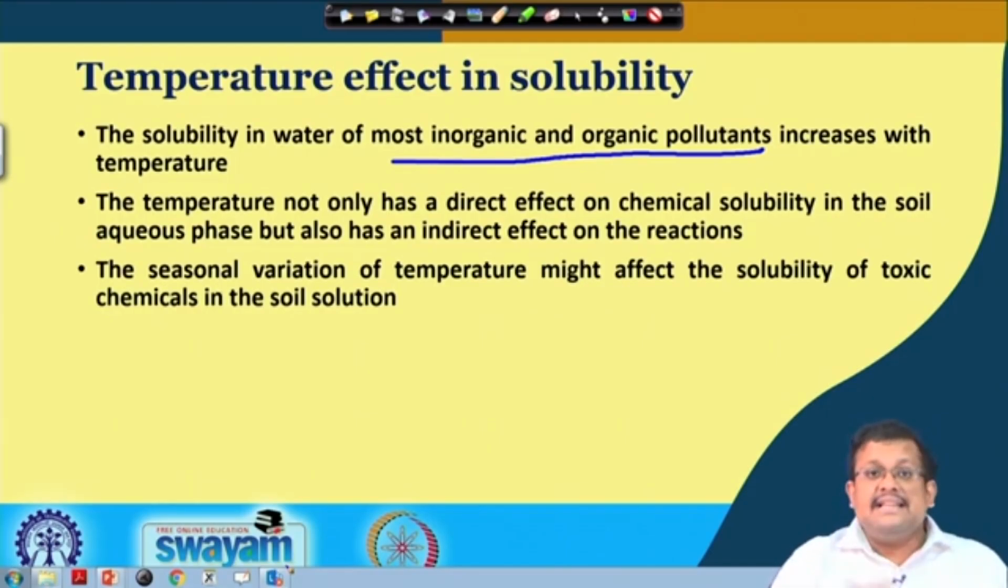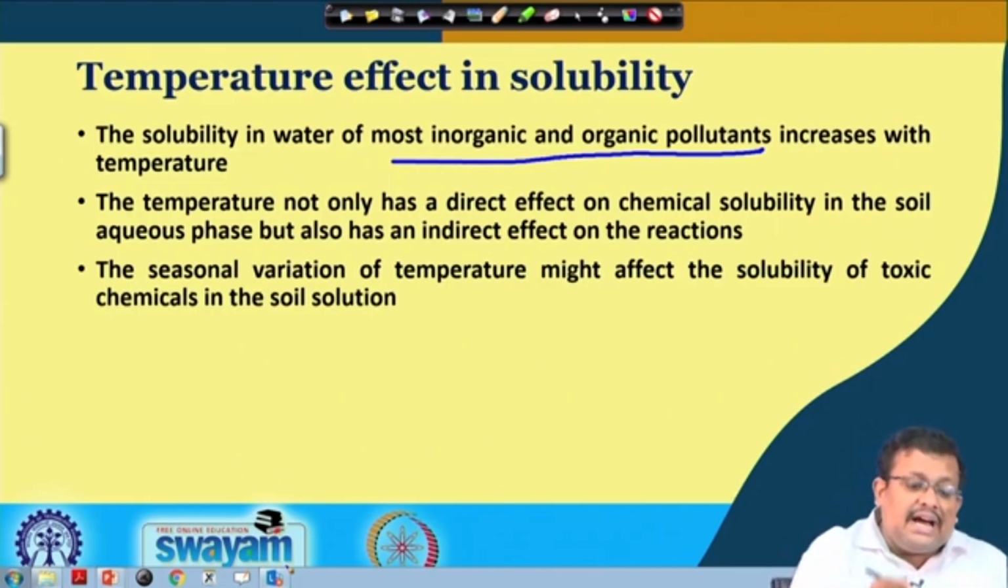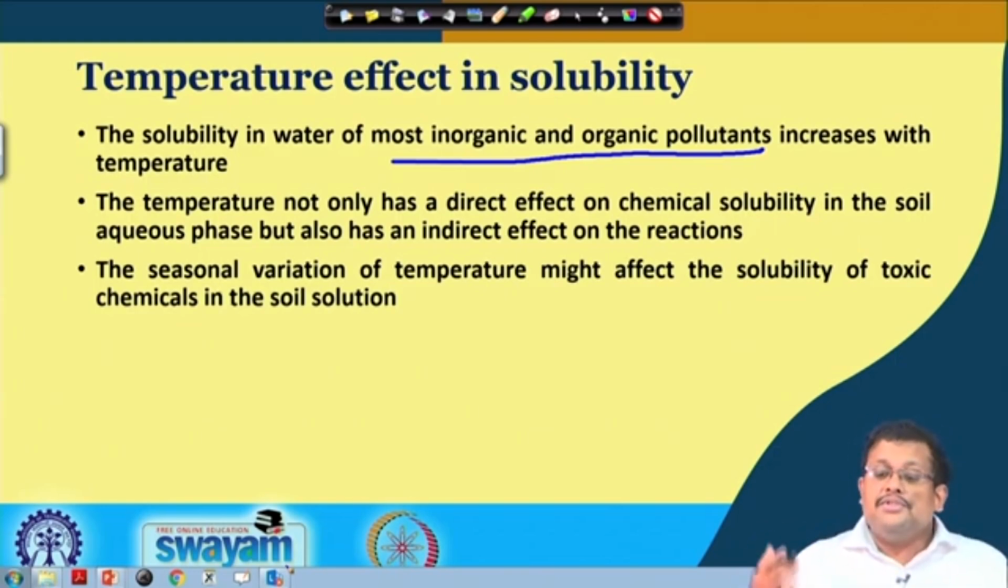And the third is the seasonal variation of temperature. Seasonal variation of temperature might affect the solubility of toxic chemicals in the soil solution. So, these are the three important points, and the last point shows that a change of season produces a change of temperature, which also affects the solubility of toxic chemicals in the soil solution. When there is an increase in the surrounding temperature, there is an increase in the solubility of the toxic chemical.